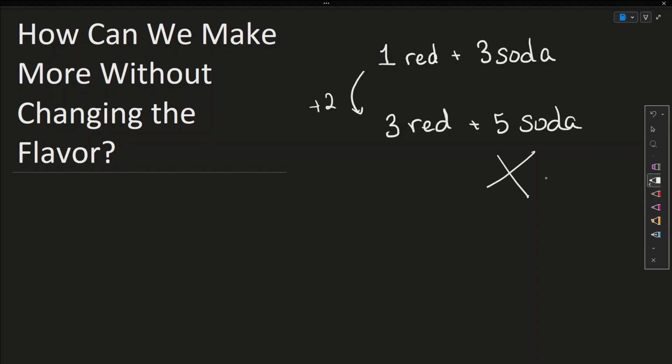A helpful teacher prompt is, what would 1 complete matching batch look like? Another helpful prompt is, if you add 1 more cup of red punch, how many cups of soda need to come with it? The answer for mixture A is 3 cups of soda, because mixture A has 1 red for every 3 soda. You are doing great. Proportional reasoning is about keeping relationships the same, even when the amounts change.